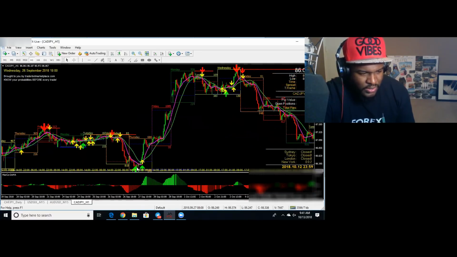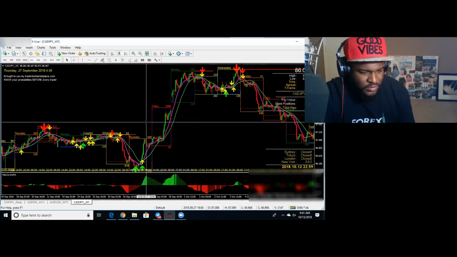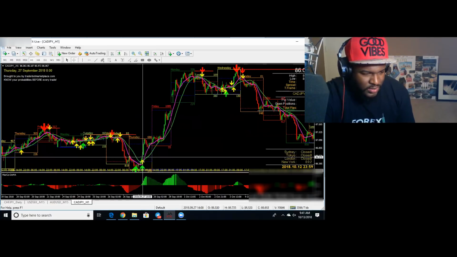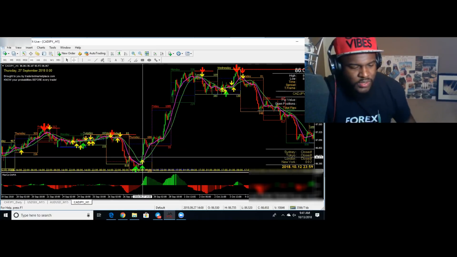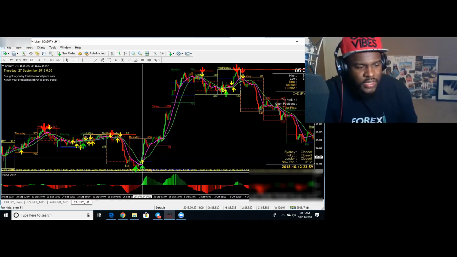You got the green, the big arrow, little arrow, yellow arrow. You get back in the trade. And that's the thing. This will help people with knowing when to get in and when to get out. That's a lot of people's problem. A lot of traders don't know when to get out.